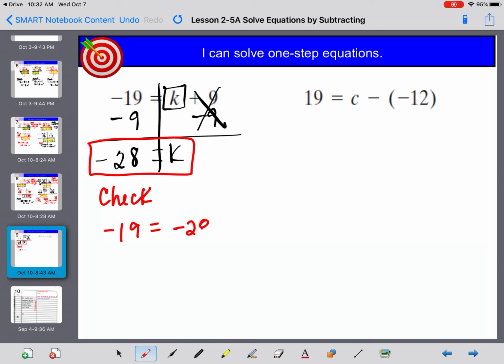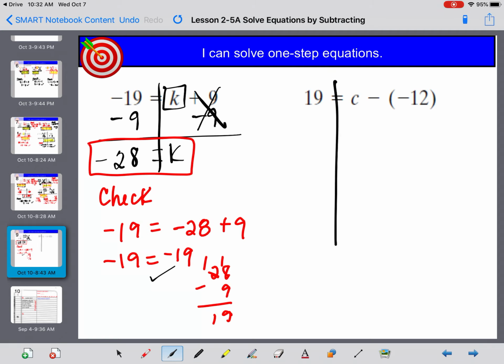Negative 19 equals negative 28 plus 9. Negative 19 equals, so these two signs are different, 28, so I subtract, and I get negative 19. So yes, this is true, and so I know for sure that was the right answer. Now make sure you're checking this one. What do we do here?